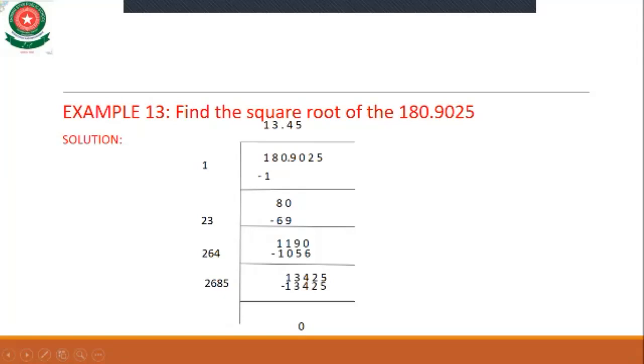If we subtract 1056 from 1190, minus 1056, which is equal to 134. So this 25 moved downward. 13425. 4 twos are 8, 268. So this is 5. We also write 5 here. 2685 multiply 5, which is equal to 13425. So our remaining result is 0.